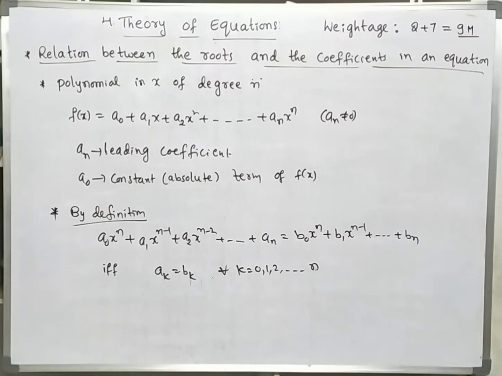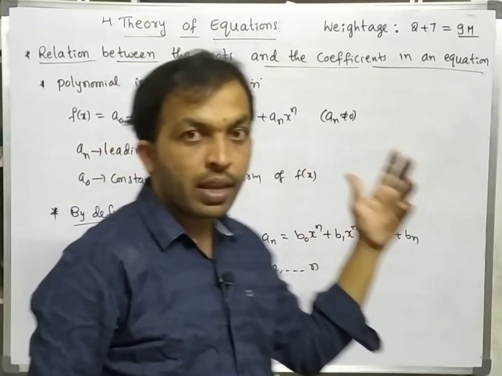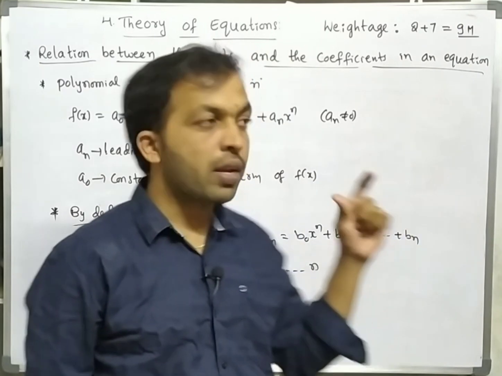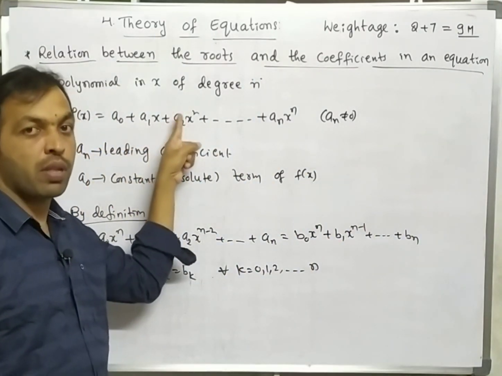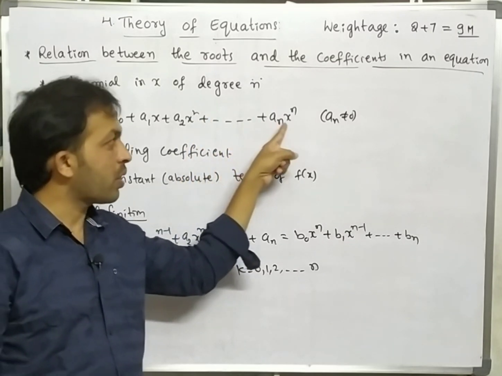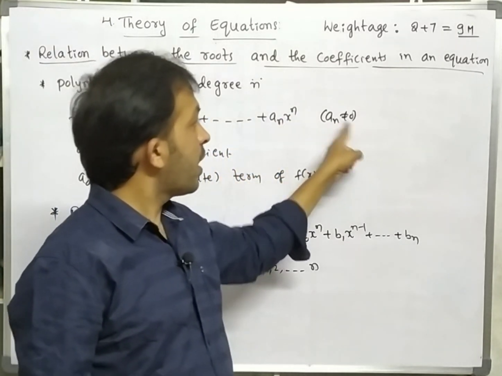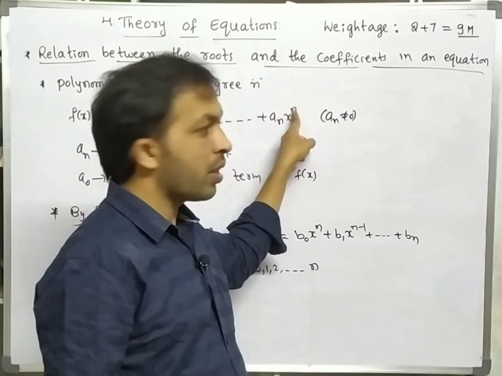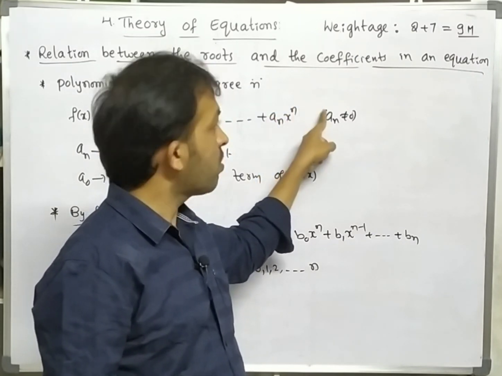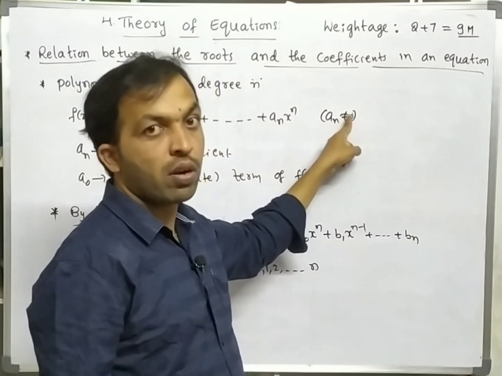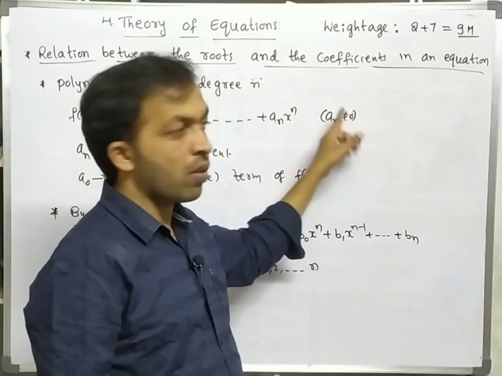Next, a polynomial in x of degree n can be written in the form f(x) = a0 + a1x + a2x² + ... + an xⁿ, where n is the degree of the polynomial and an is the coefficient of xⁿ. So an should not be equal to 0.